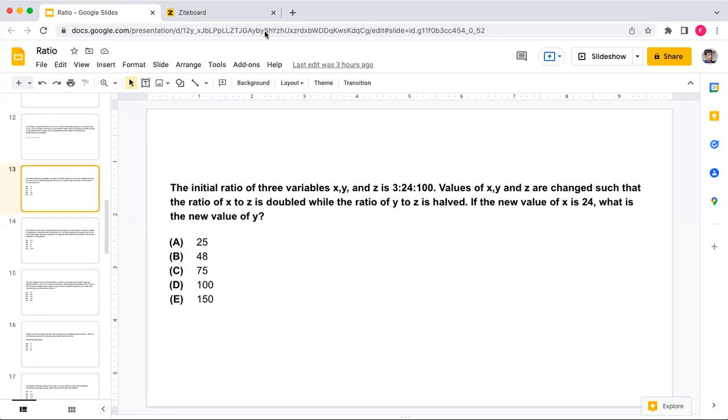I'm just trying to come up with different types of ideas on how ratios could be tested. Now try this question. In this, there is some sort of multiplication and division in the ratio concept. Try this question.